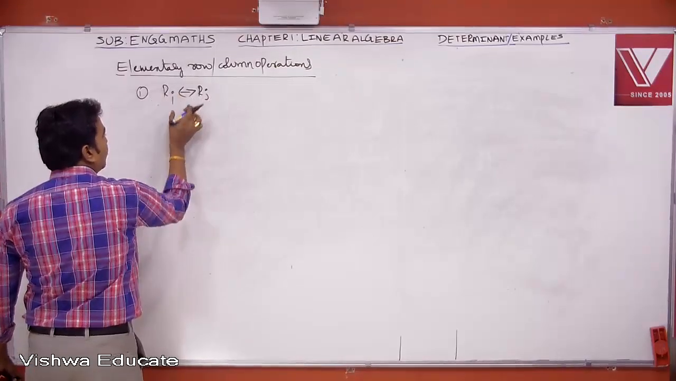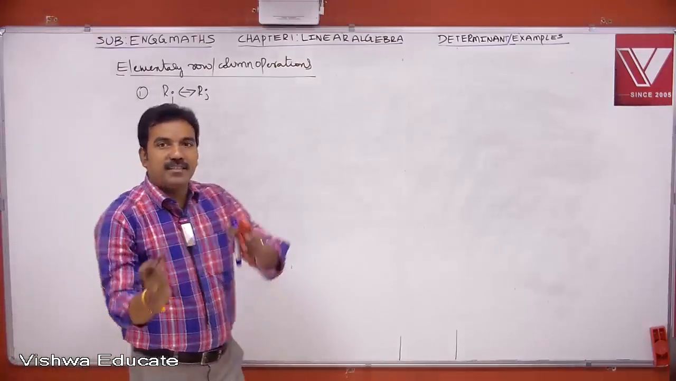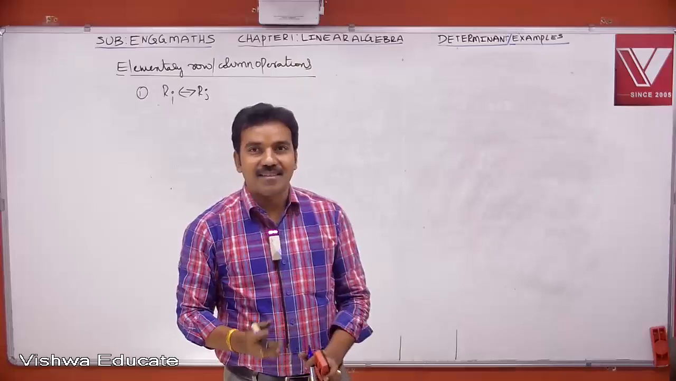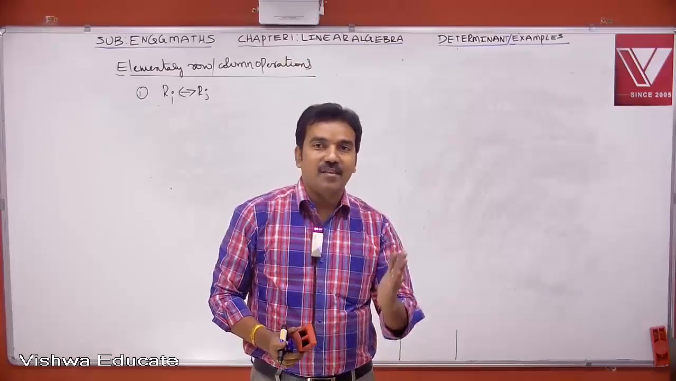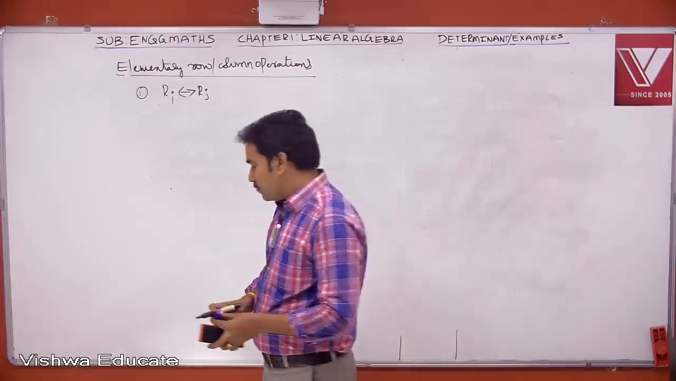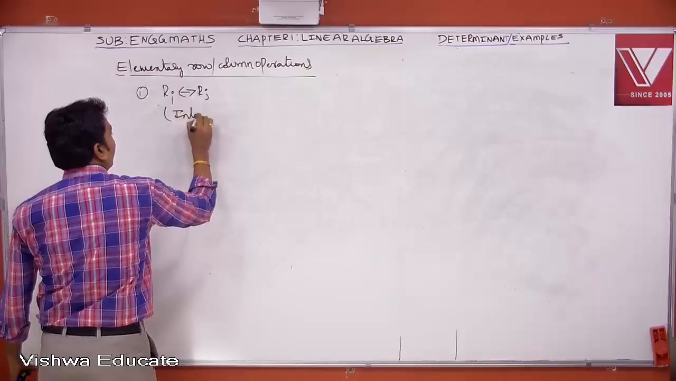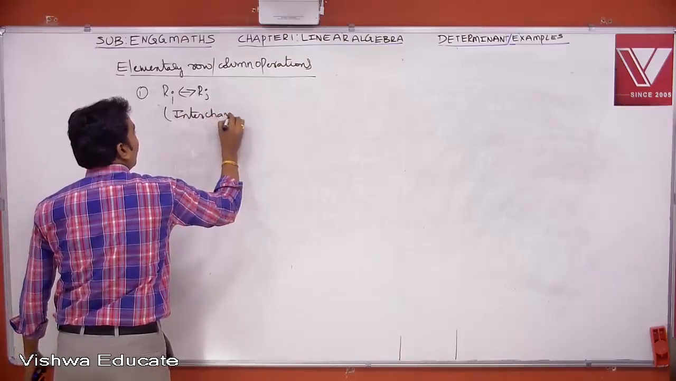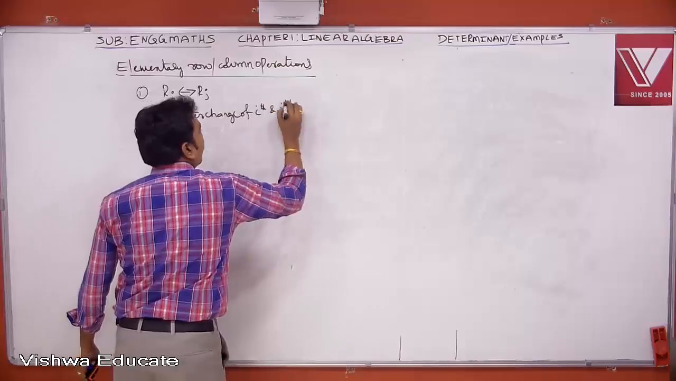What we will see is, before exchanging two rows, what is the determinant of a matrix? After exchanging two rows, what will be the determinant of the matrix? Is there any connection between the determinant of a square matrix before exchanging and after exchanging rows? That is my interest, right? So this means interchange of the ith and jth rows.